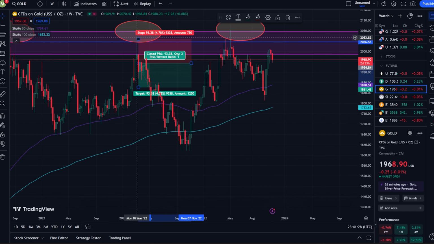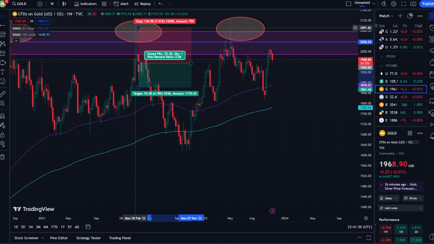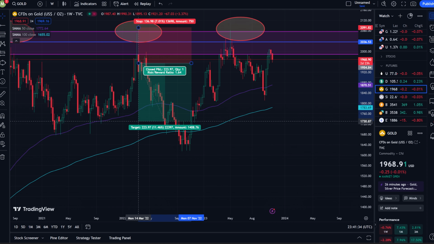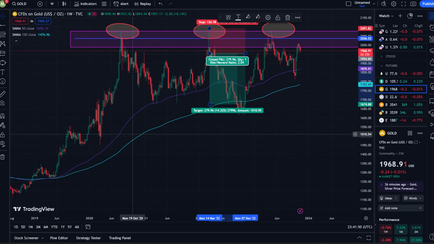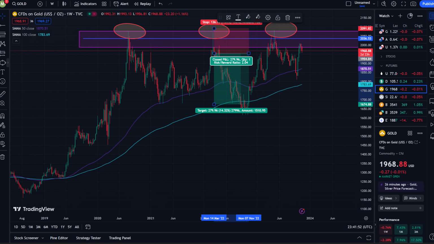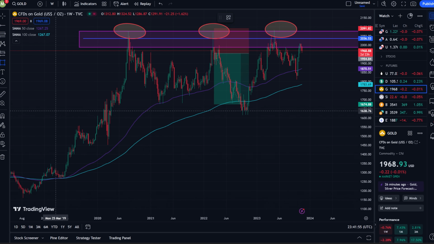So entry would be right around there, stop loss above highs, and we always have to go for at least a 2R, which means we're looking to gain 2 times more than we are willing to risk. And I like to go based off of structure. So if you guys don't know what structure is, let me just go ahead and grab this rectangle for you guys. And I'm just going to draw.